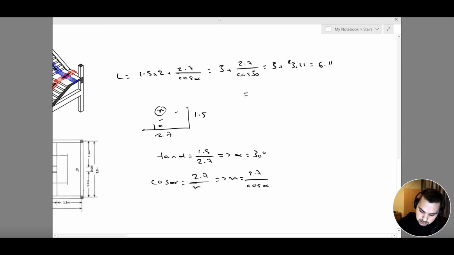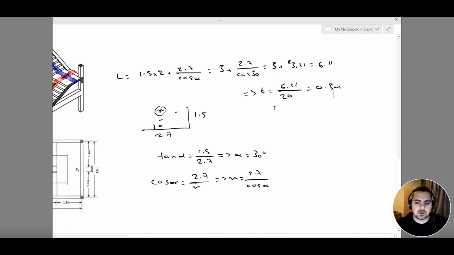So this implies my thickness is going to be 6.11 over 20, which is going to be around 0.3 meters. Now, as a structural engineer that has a lot of experience on site, you would know that a thickness value of 0.3 meters is actually too big. It's not a convenient value.